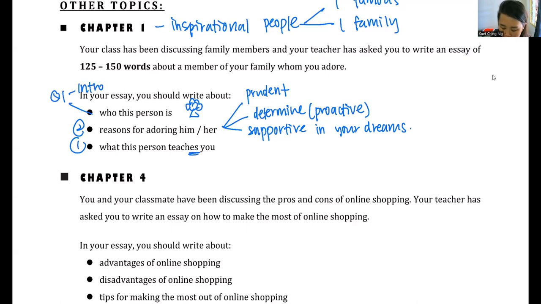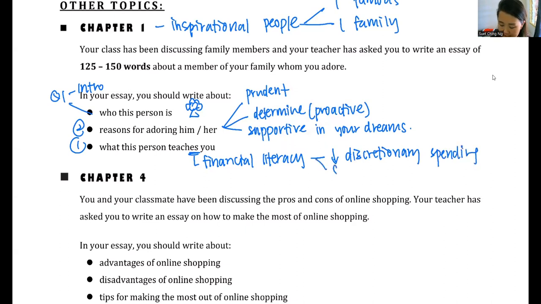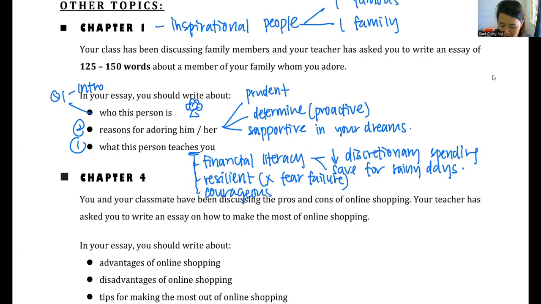Okay, what this person teaches you, you can say financial literacy. Obviously you're going to use the same points here, right? Takkan you say her good qualities are prudency, determination, and supportive, and then you say it teaches you another thing. So financial literacy: don't simply waste money, right? Avoid or decrease discretionary spending, that which is unnecessary spending. Or things like saving for rainy days. Determined, you can say it teaches you to be resilient. Do not fear failure. Supportive in your dreams: be courageous in achieving my dreams. Okay? Be courageous in achieving my dreams.